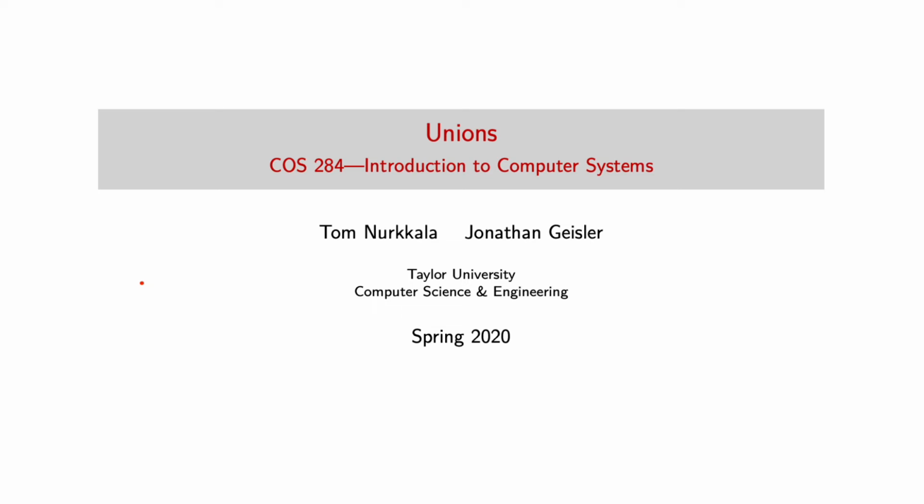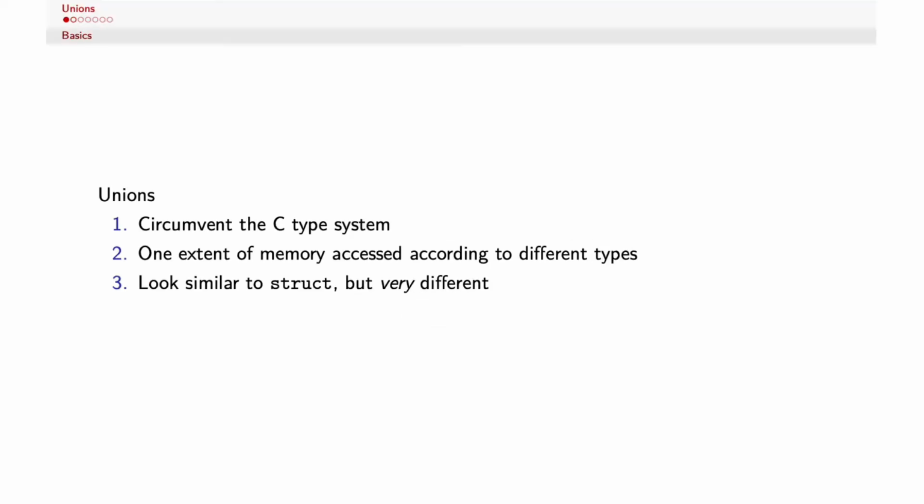All right, let's take a look at unions. We'll see that a union is a way to circumvent C's type system. In particular, it allows you to look at the same extent of memory using different types. And although they look similar to structures and are often covered at the same point in a course about C, they're actually very, very different.